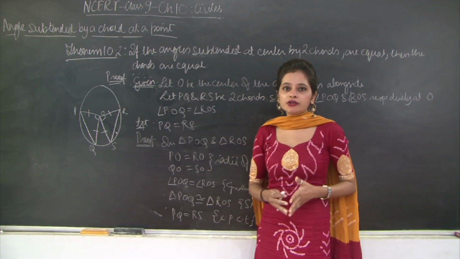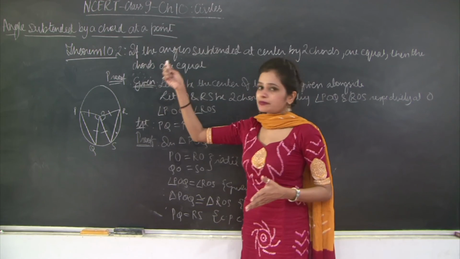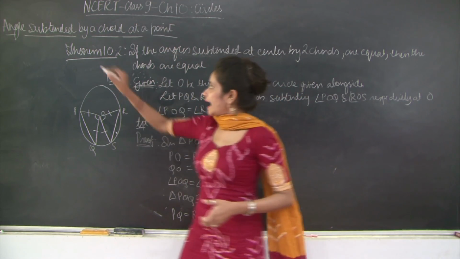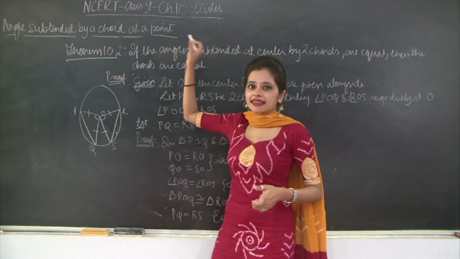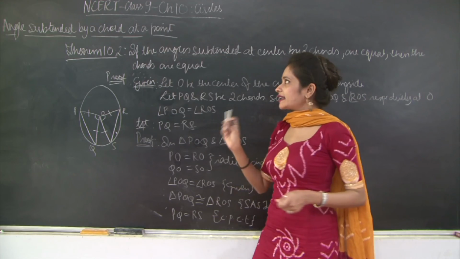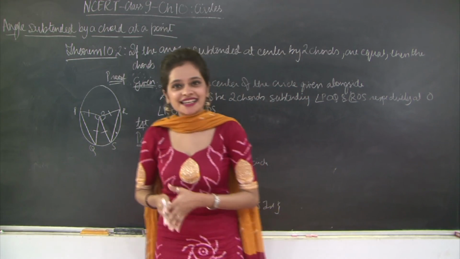So, we learnt about two theorems, 10.1 and 10.2, both related to angles subtended by chords, and now we took into consideration angles subtended by chords at the center. So, Theorems 10.1 and 10.2 are related to angles subtended by chords at the center. We will take a look at the sums based on this in the next videos.